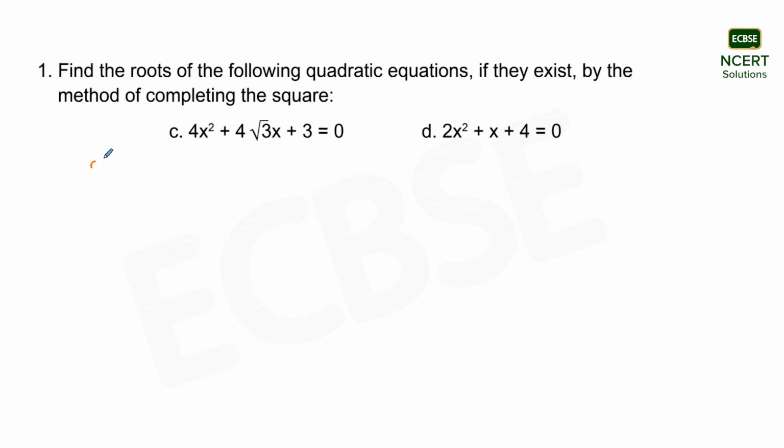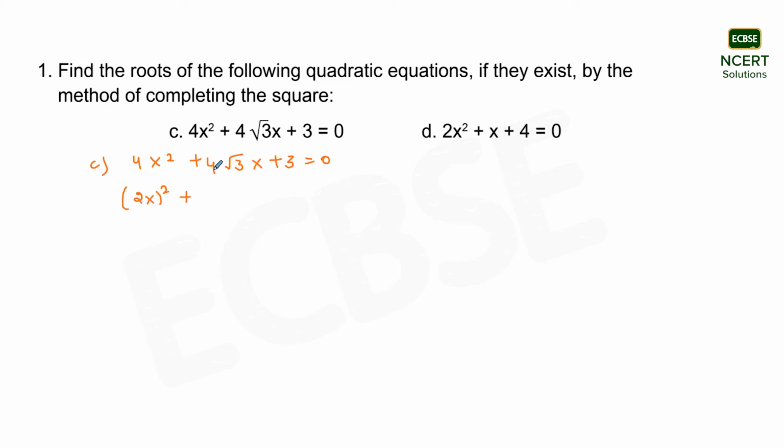So now coming to the third quadratic equation. The equation is 4x square plus 4 root 3x plus 3 is equal to 0. So this is the quadratic equation provided in the question. And as we know, 4x square can also be written as 2x whole square.